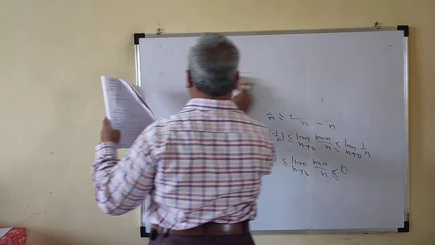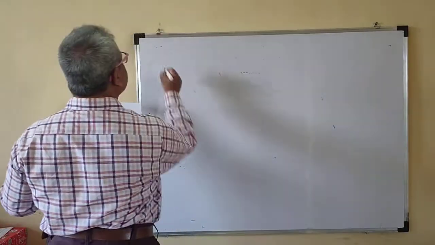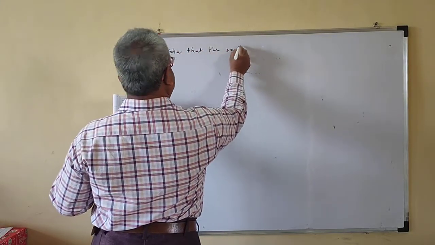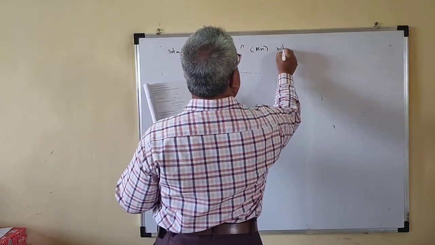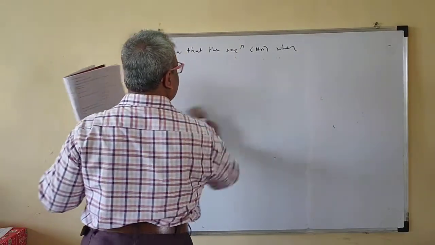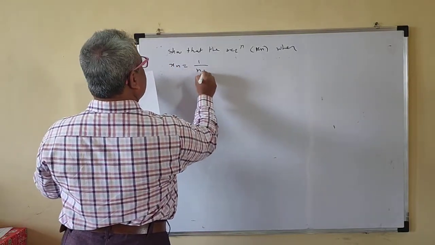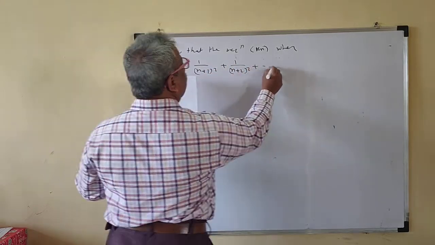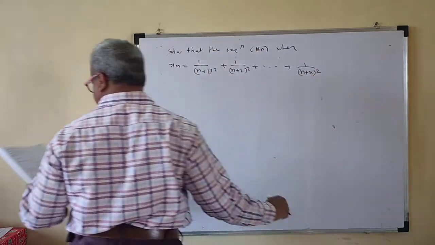Next, show that the sequence xn, where xn is equal to 1 upon (n plus 1) square plus 1 upon (n plus 2) square plus dot dot dot plus 1 upon (n plus n) square, converges to 0.